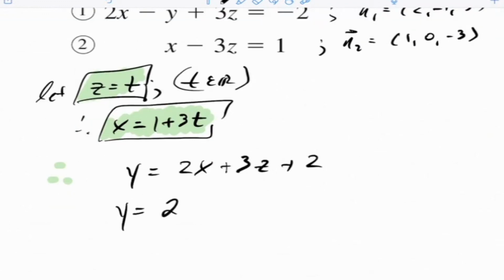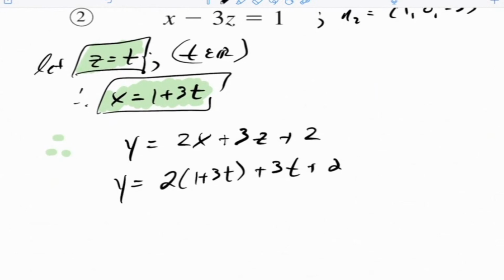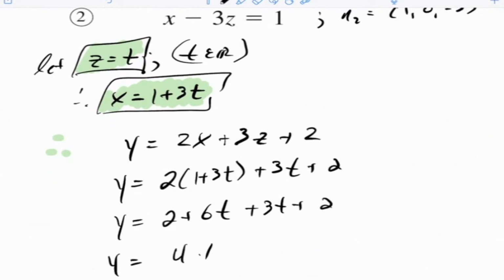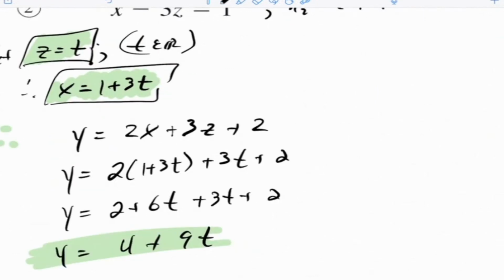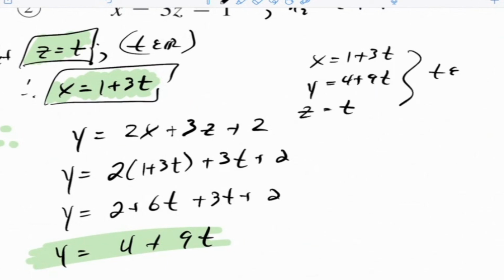This is going to be 2. Your x value is 1 plus 3t. Your z value is t plus 2. So therefore, y is going to equal 2 plus 6t plus 3t plus 2. So y is going to equal what? 4 plus 9t. This is parametric form, right? My solution I'm getting is x is 1 plus 3t, y is 4 plus 9t, and z is t, right? Where t is any real number.